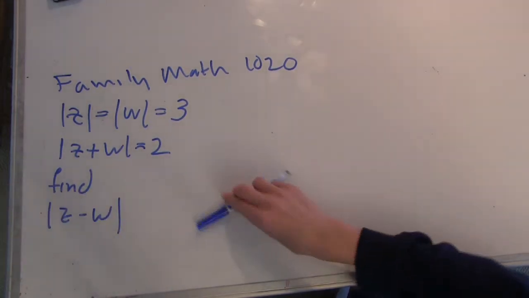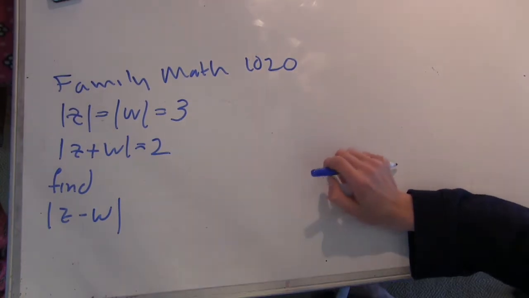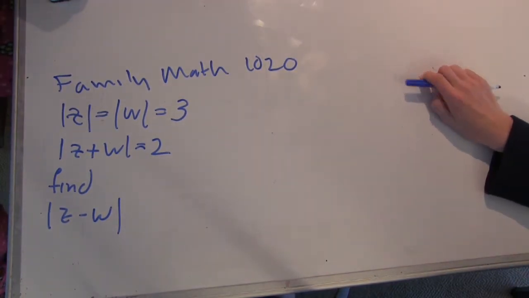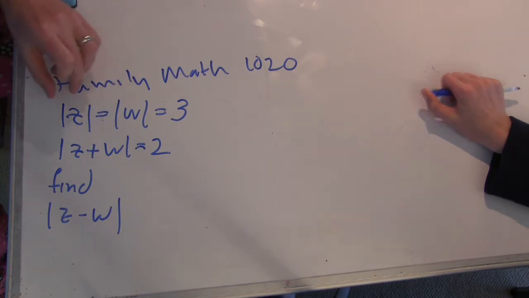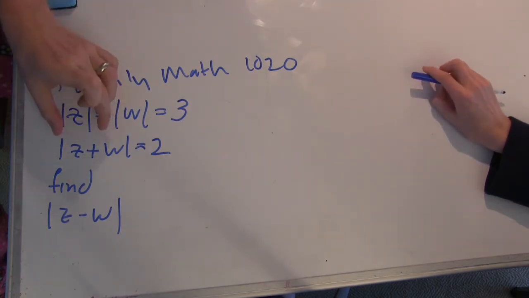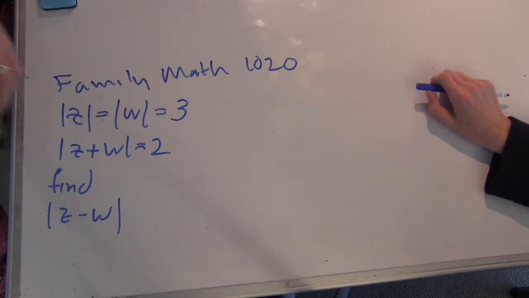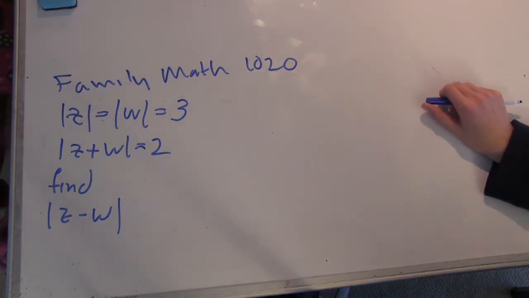Okay, so this is a problem from the section on complex numbers in Art of Problem Solving. It's a pre-calculus book. It said you had two numbers, z and w, and the magnitude of z was equal to the magnitude of w was equal to 3. The magnitude of their sum, z plus w, is equal to 2. Find the magnitude of z minus w. I thought you did a really nice job on this problem too.